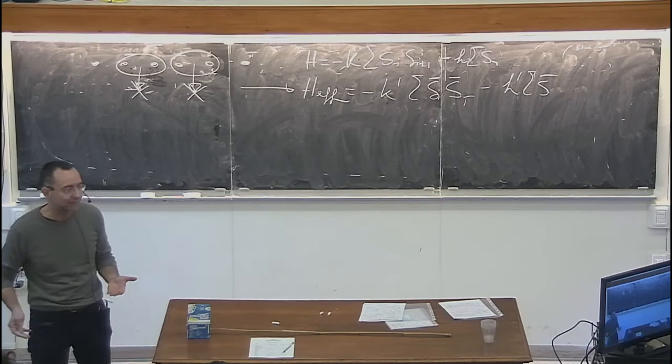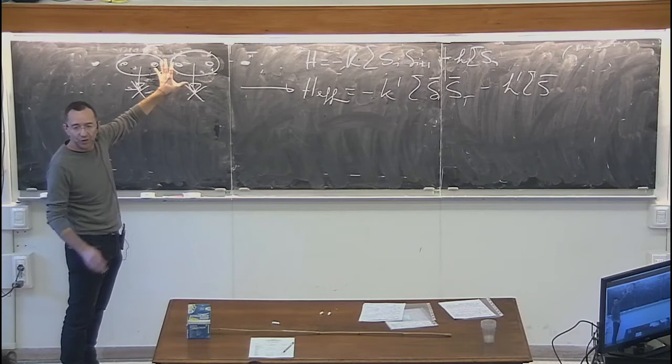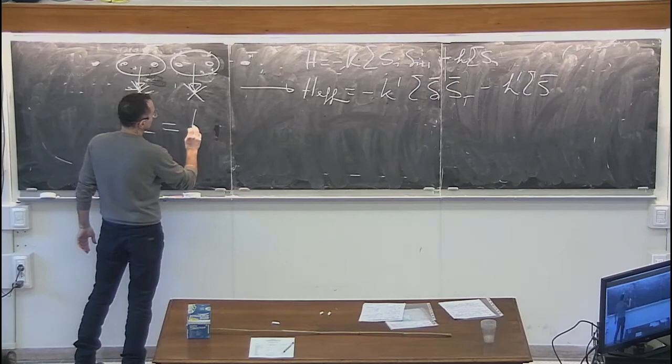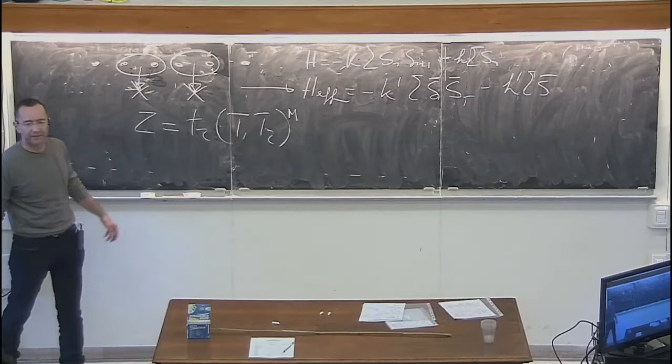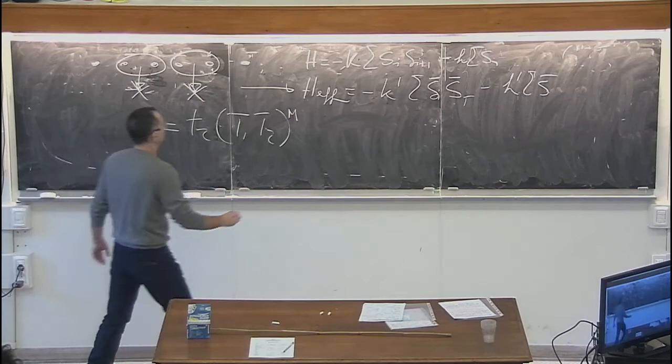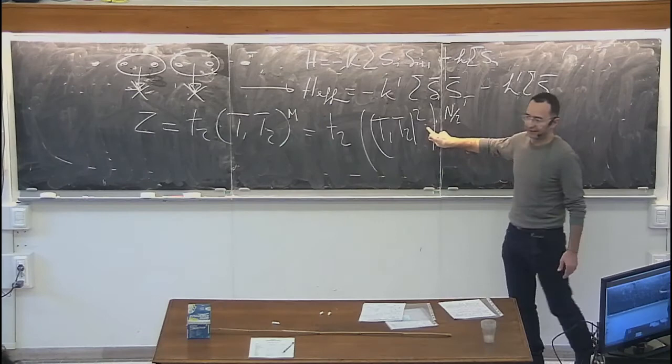In particular, I can leave it to you as an exercise, if you want to implement this idea in the case of the simplest model, which is the classical Ising chain. Do you remember? We wrote this in terms of the transfer matrix, where M is the number of sites, as a trace.